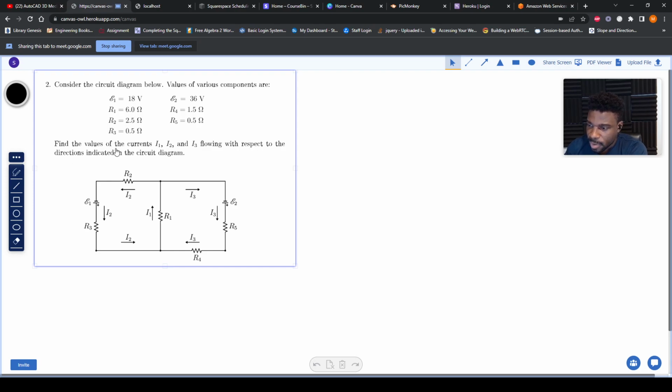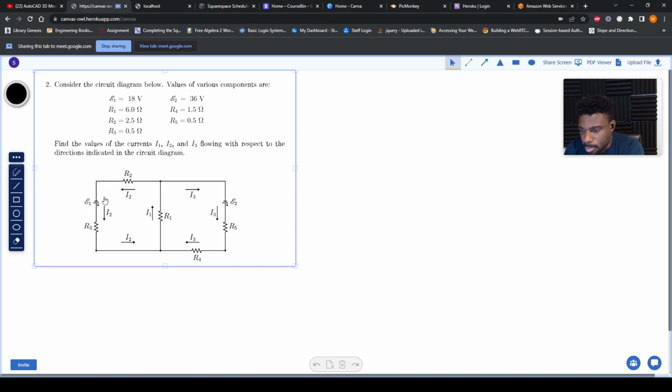Now it says to find the values of the currents I1, I2, and I3 flowing with respect to the directions indicated in the circuit diagram. Whenever you're solving circuit problems, one of the most important things that you should pay attention to is the polarities of the different elements. One of the main elements whose polarity you want to identify is the battery. The battery tells you what direction you should expect the current to flow.